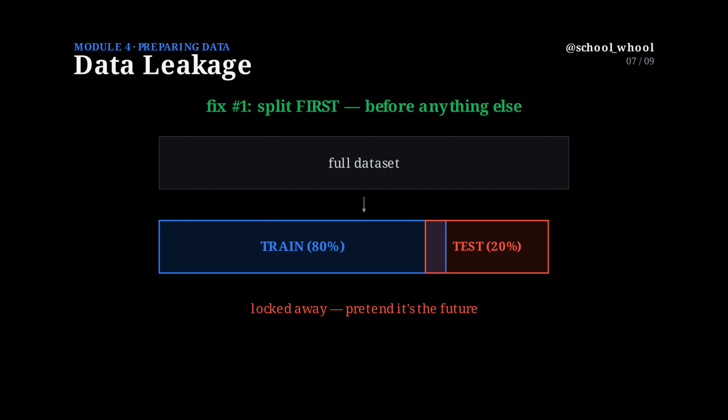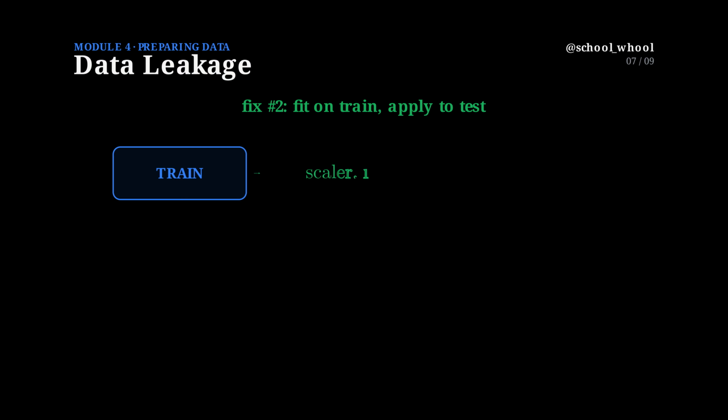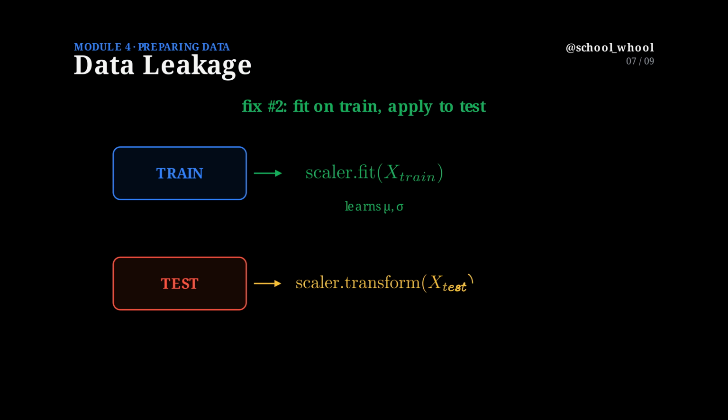Then, every transformation learns its numbers from the training set only. The scaler takes its mean from training. The imputer takes its fill value from training. You then apply those exact same numbers to the test set. You never recompute them there. Fit on train, apply to test. Keeping that straight by hand is fiddly, which is exactly why the next lesson introduces pipelines to enforce it for you.